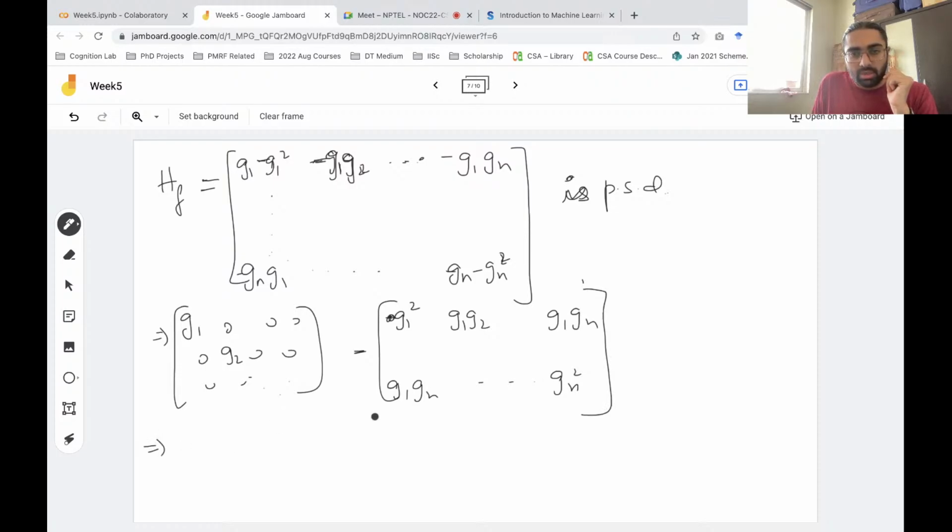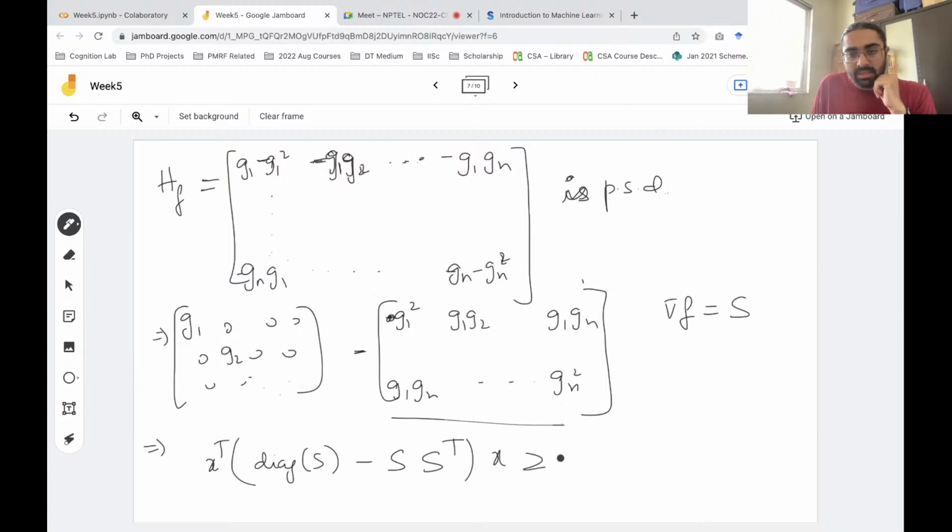So this basically is nothing but, what we found, del f, right? This is basically just del f times del f transpose, so we'll name it as S in this case. So this is basically a matrix of this format: diagonal of S minus S times S transpose. We need to prove that for all x, this happens.